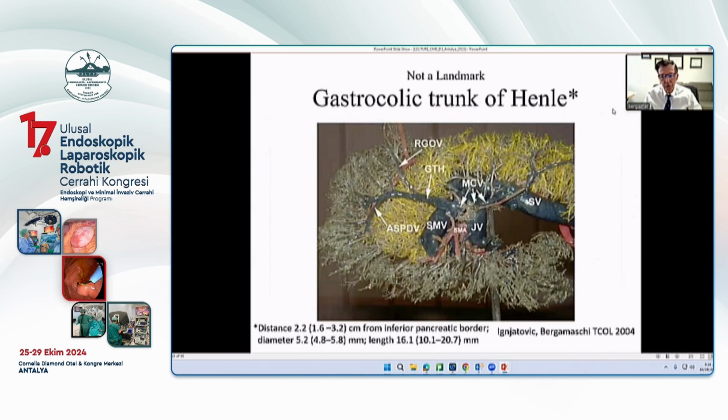So here you have another study on corrosion casting of the gastrocolic trunk of Henle. This is a very dangerous vein, very short, and very easy to rip, basically to create an avulsion. If the assistant or anybody pulls on the mesentery of the transverse colon too hard, it can avulse this vein from the superior mesenteric vein. That can be a very tough situation to control the bleeding.